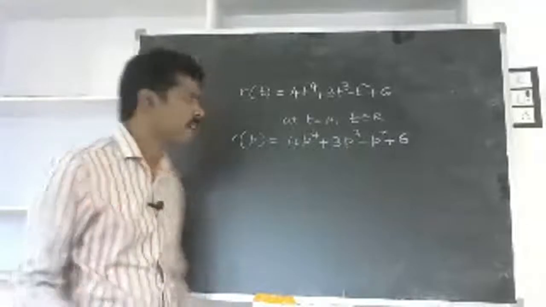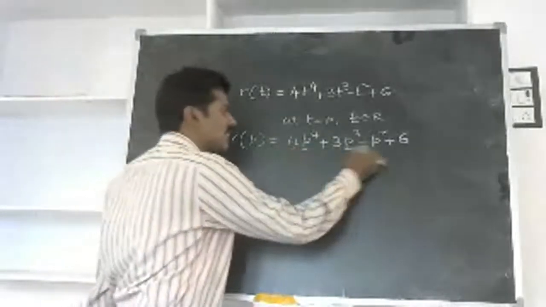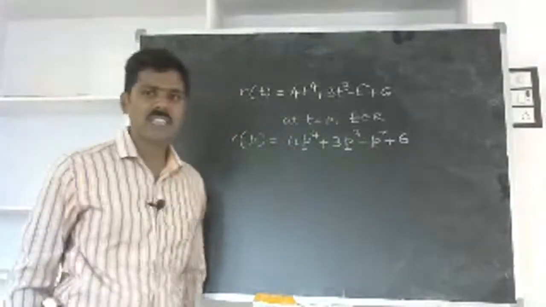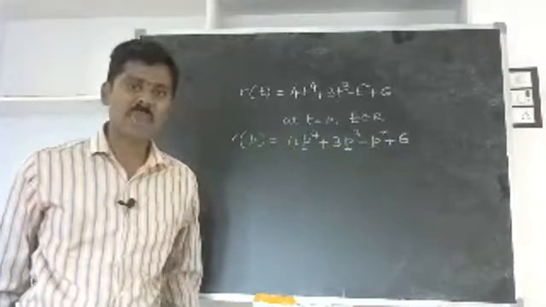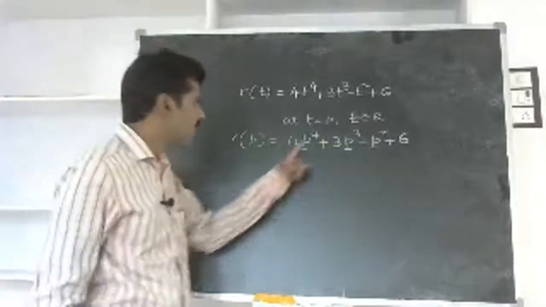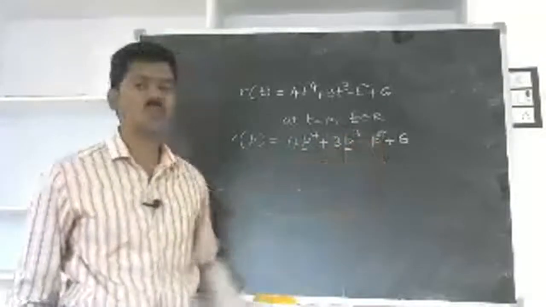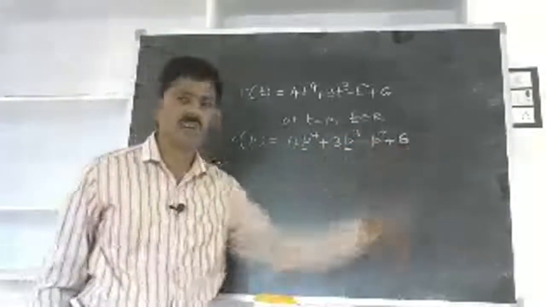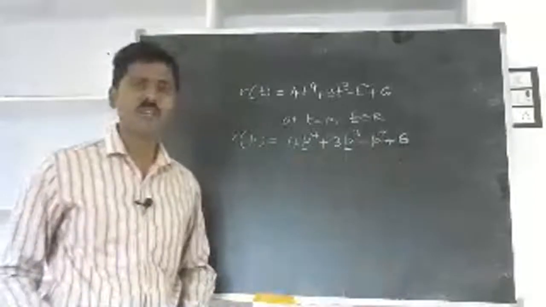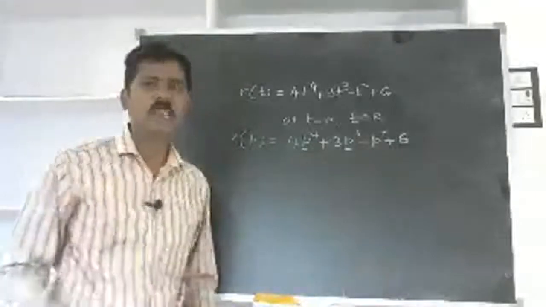Remember, these are not like terms. Like terms means they should be of the same degree. Here the degree of the term is 4, the degree of the term is 3, the degree of the term is 2, and here the degree of the term is 0. Hence they are not like terms. You cannot add or subtract those.